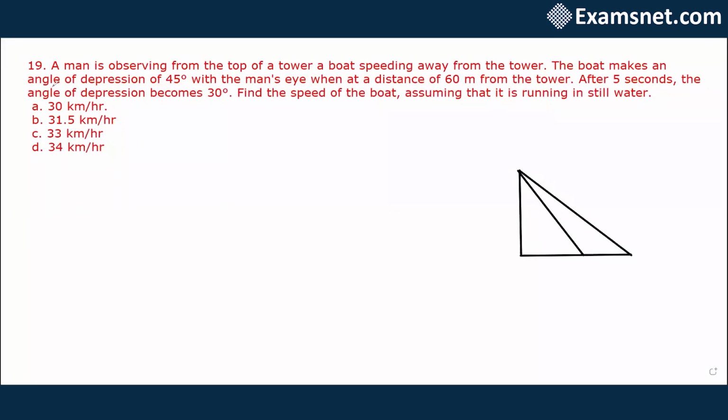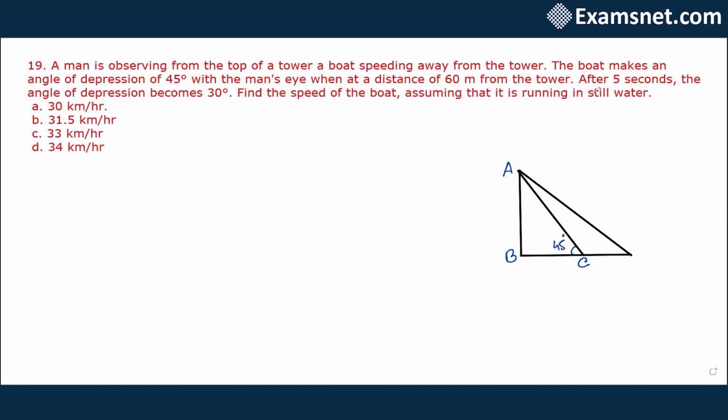Question number 19 states that a man is observing from the top of a tower a boat speeding away from the tower. Let's say here AB is the tower. It refers the tower. Okay, AB is the height of the tower. The boat makes an angle of depression of 45 degree with the man's eye when at a distance of 60 meter from the tower. So first the boat position is at the point C. The distance from B to C is 60 meter, and as it described, the angle of depression is 45 degree.